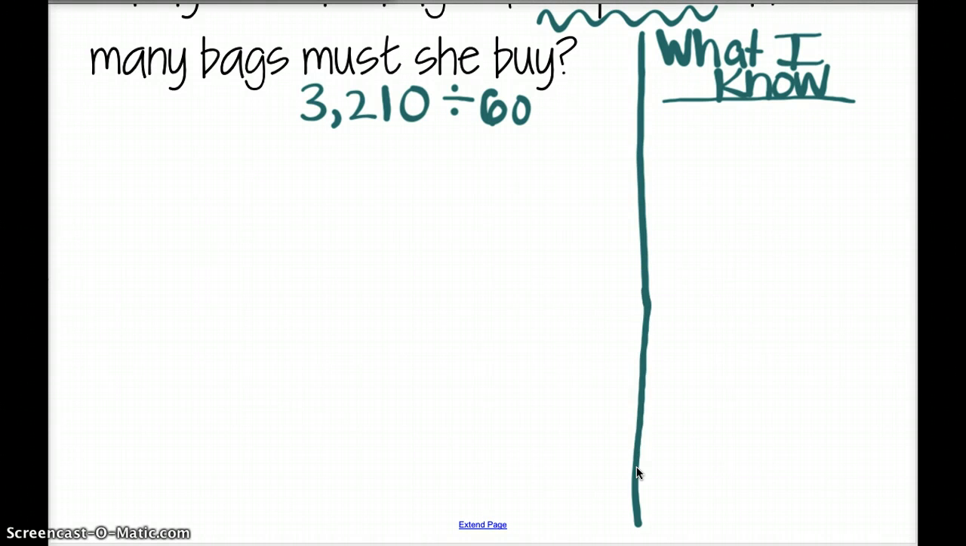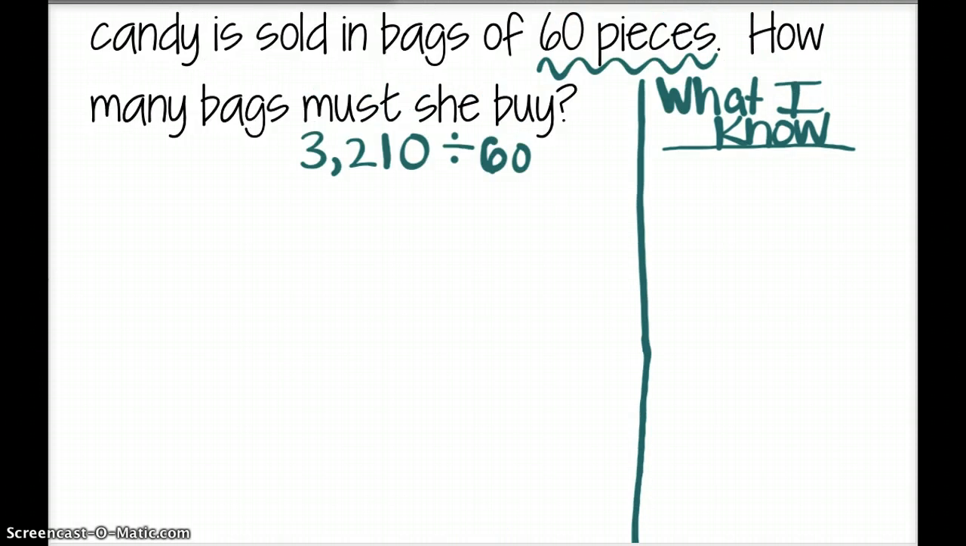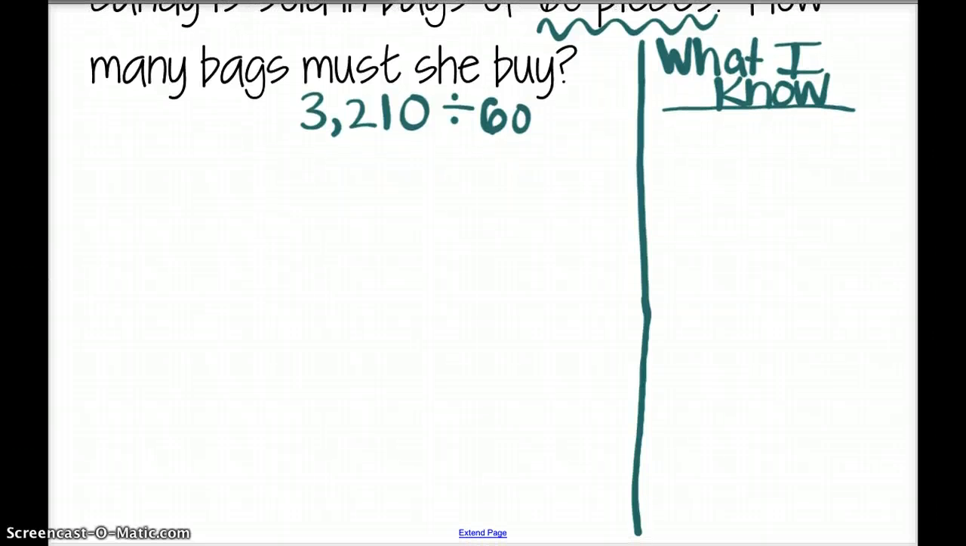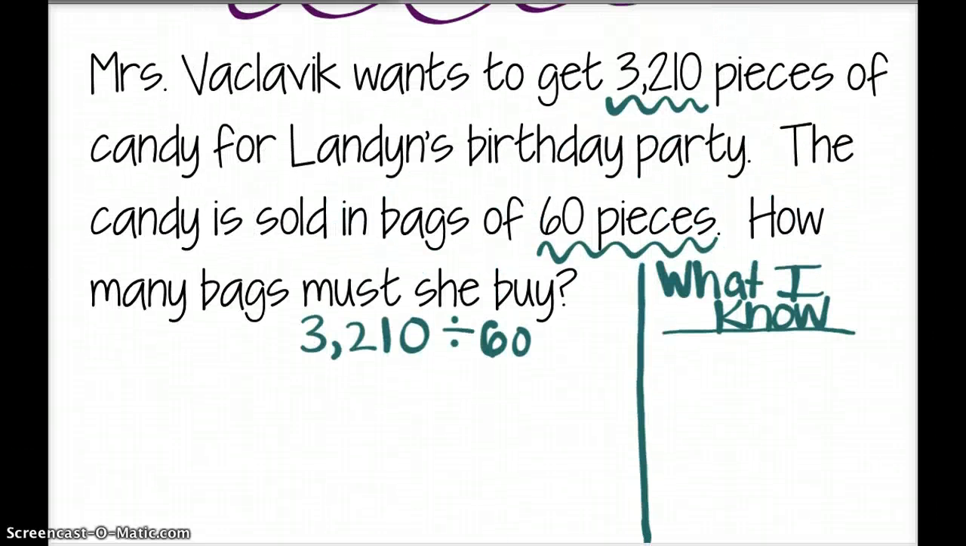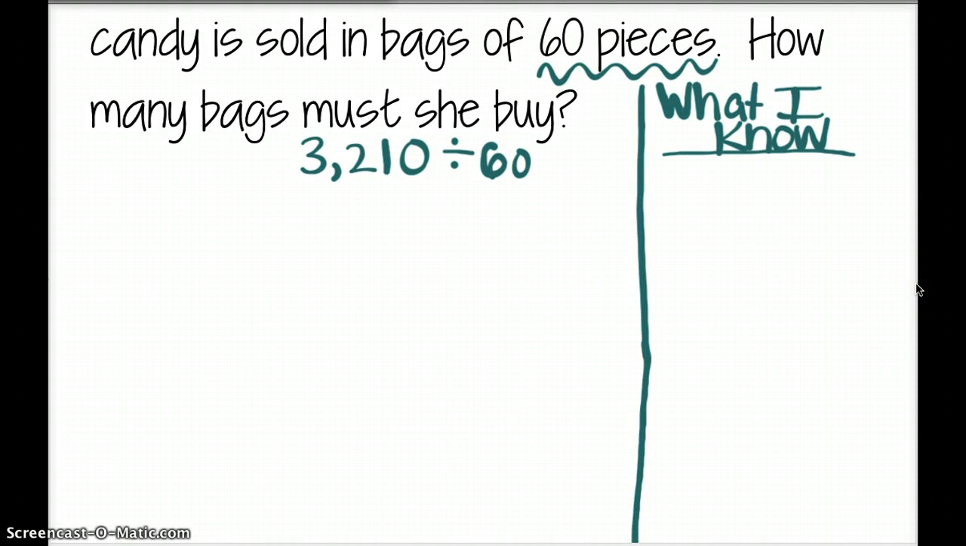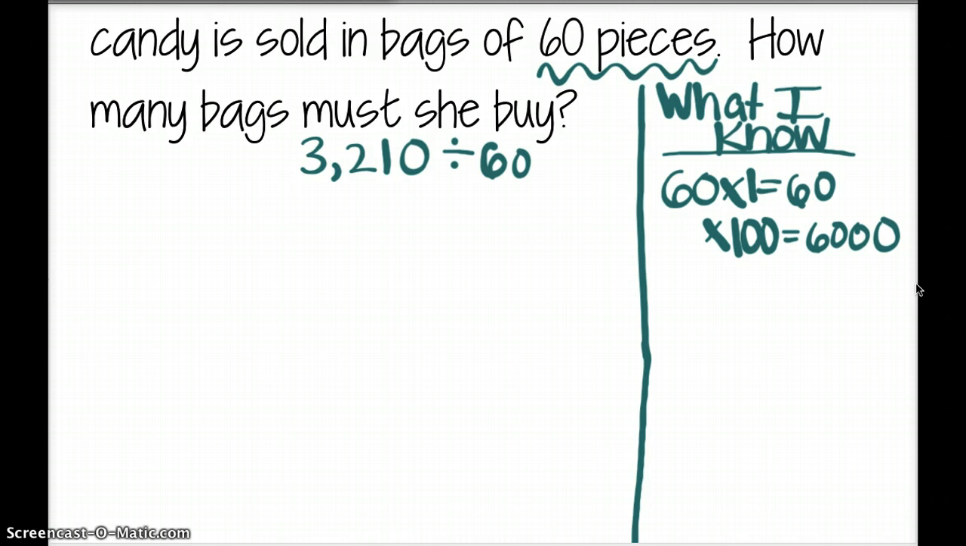All right, let's take a look at this. So remember, I'm buying all this candy for Landon's birthday party, and I'm going to divide because I know I need 3,210 pieces, but each bag only has 60 in it. So we need to divide to see how many bags we need. So we know that 60 times 1 is going to give us 60. So 60 times 100, if I have to add 2 more zeros, that's going to give me 6,000. That's way too high. So we're going to try 50.